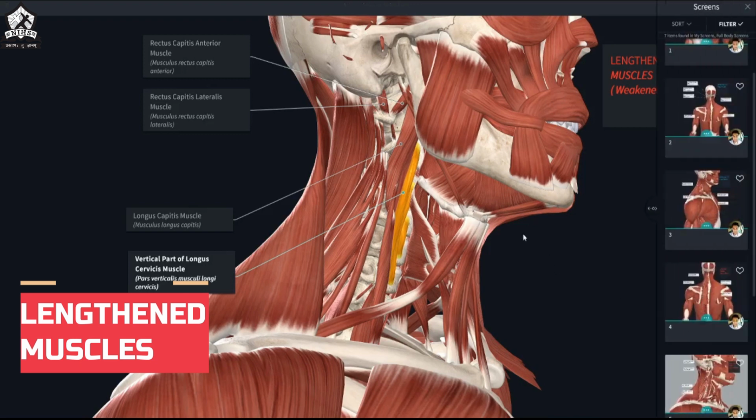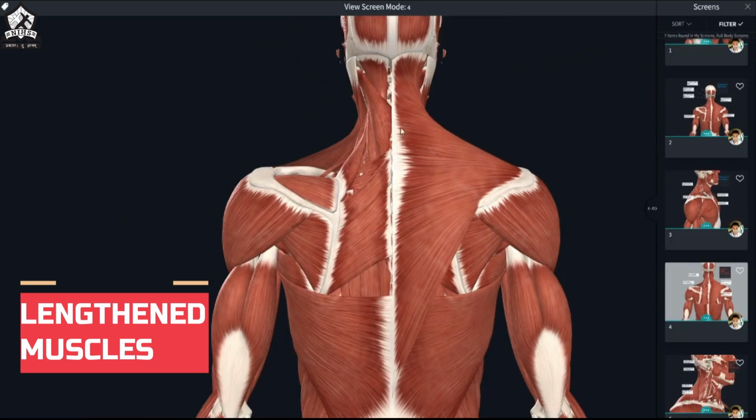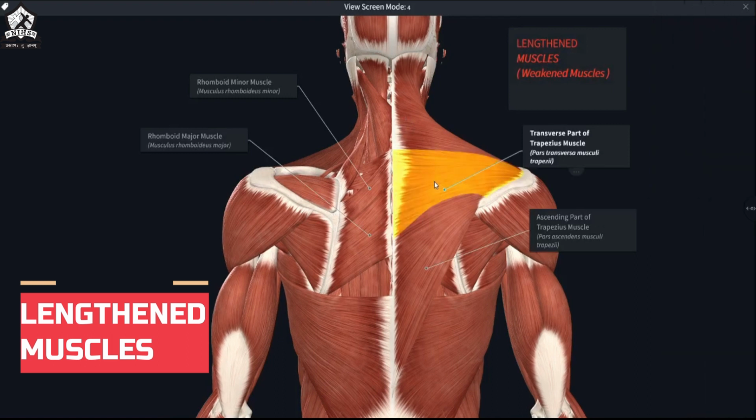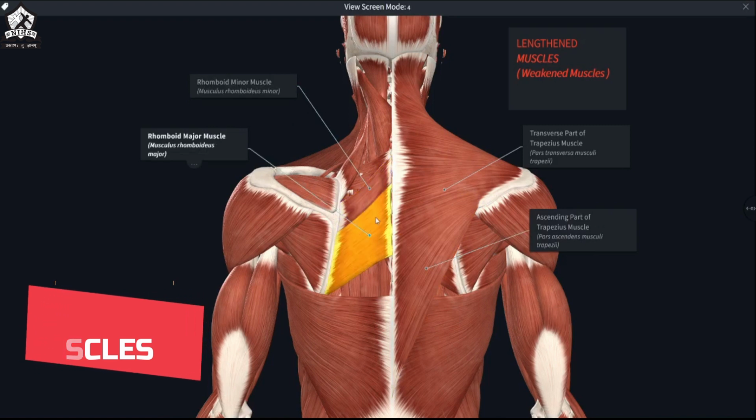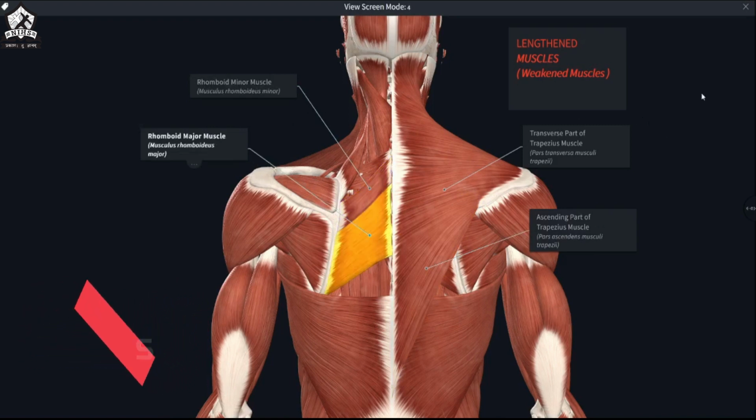Now moving posteriorly, some of the lengthened muscles are, superficially, the middle part of the trapezius and the lower part of the trapezius, and deep to them are the scapular retractors, that is the rhomboideus minor, and inferior to it is the rhomboideus major. So these all are the lengthened muscles.